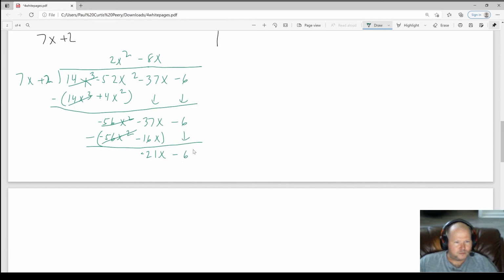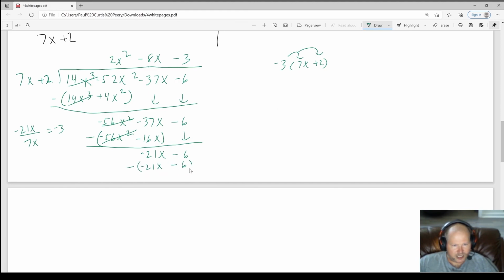And then we are going to divide. So we're going to say negative 21x divided by positive 7x would give me a negative 3. Put the negative 3 on top. Then we multiply, right? I'm going to say negative 3 times positive 7x plus 2. So negative 3 times 7x is going to be negative 21x. And negative 3 times positive 2 is negative 6.